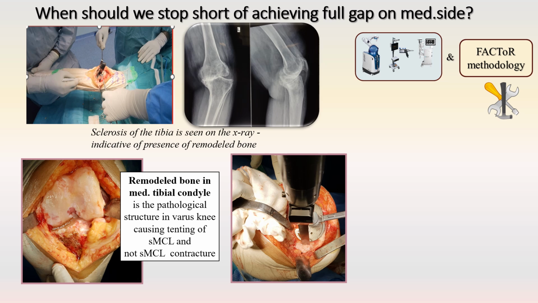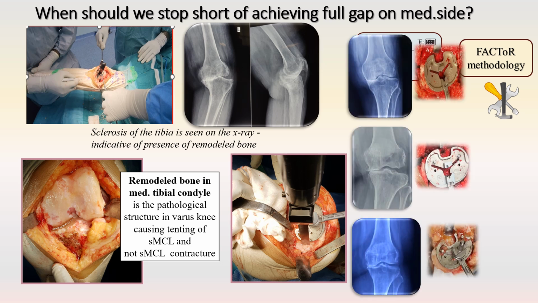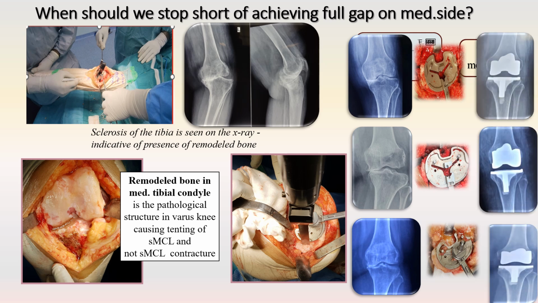If initially you went to 19-19 and then you remove this bone, you may end up with more gap on the medial side, and that's a problem. Both in robotics as well as in the factor methodology, this step is common. You can see these three examples in which there is a lot of sclerosis on the tibia, indicative of remodeled bone, and therefore you can see during the surgery there is significant bone outside the tibial plate. This has to be removed, and this will give you the final 1 millimeter of balance. And you can see in the post-op X-ray how the medial tibia has been shaped so that the remodeled bone has been taken away, and this will establish balance, and there's no need to do any release.